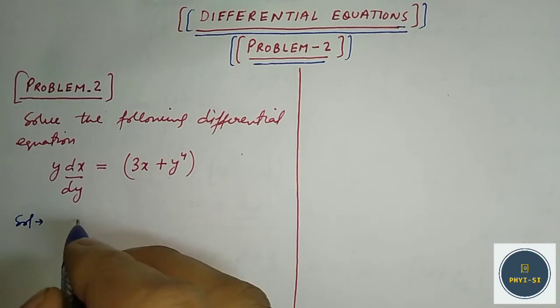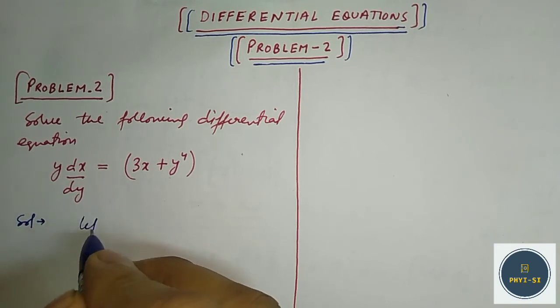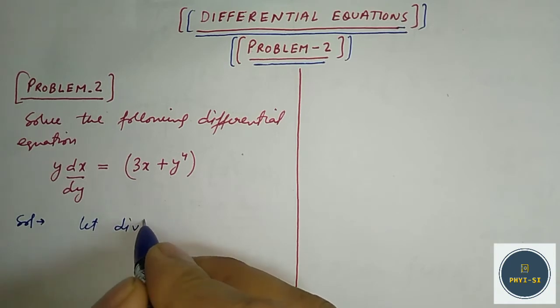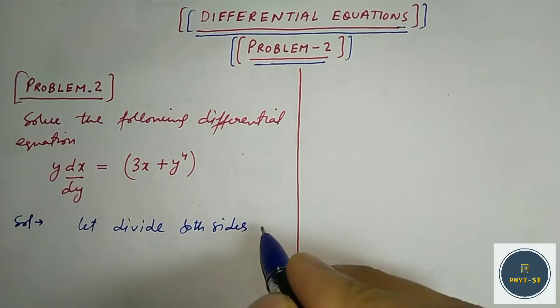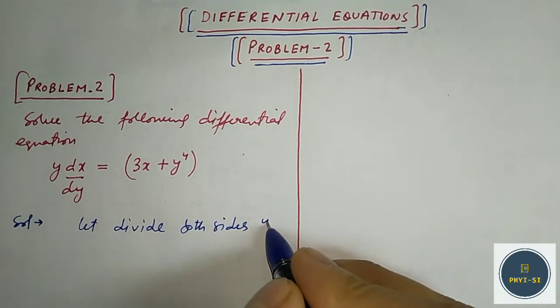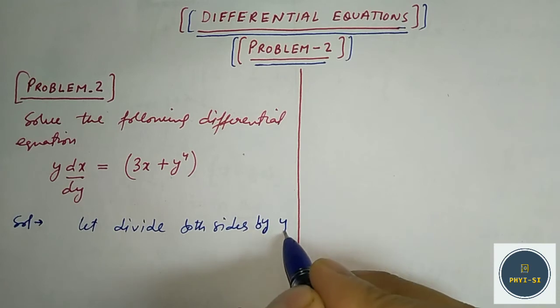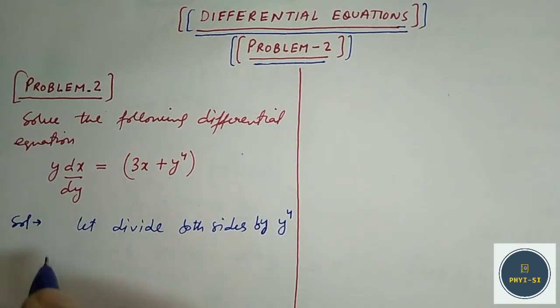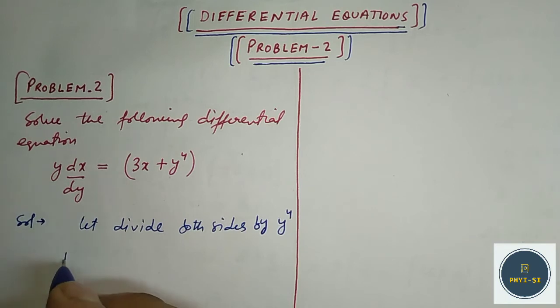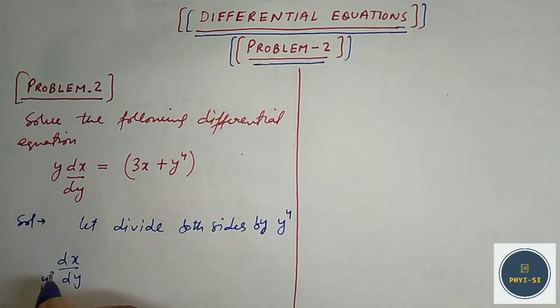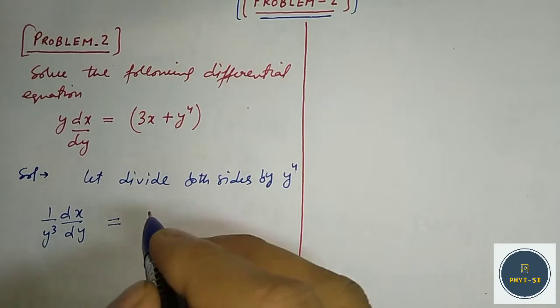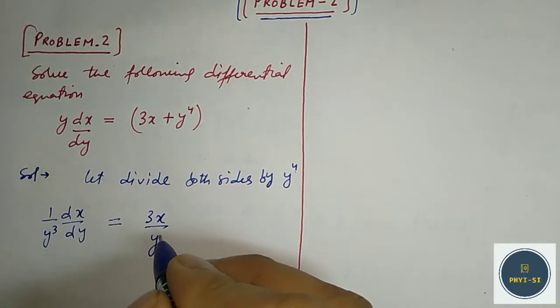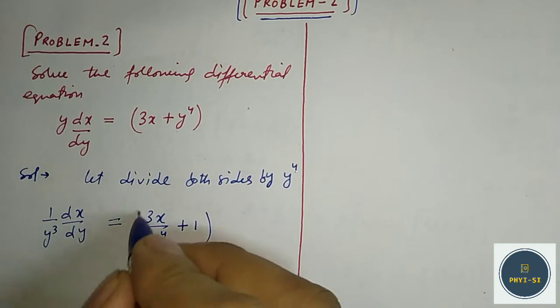Okay, let us divide both sides by y raised to power 4. So this will become dx upon dy divided by 1 upon y cube, is equal to 3x upon y raised to power 4 plus 1.